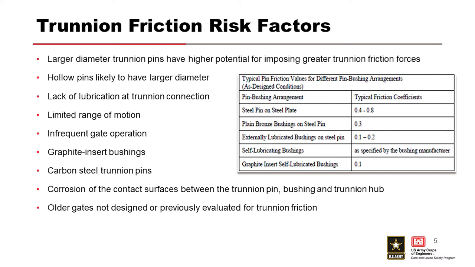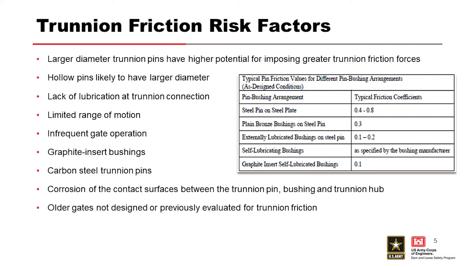A lot of these, the pin trunnion arrangement is also a big factor. The table there on the right shows the different types of arrangements that have been used over the years, and it shows the coefficient of friction for those. So when you have steel on steel, you can anticipate the highest coefficient of friction. And then there have been a lot of different variations over the years where they've used greased bearings where they lubricate those, but then they've also developed some types of materials that together don't require external lubrication.